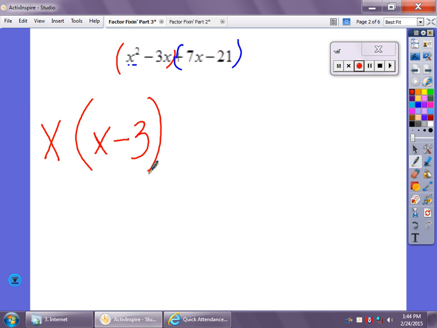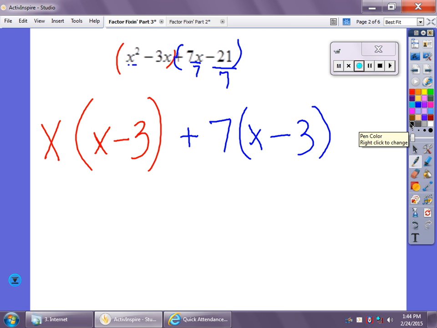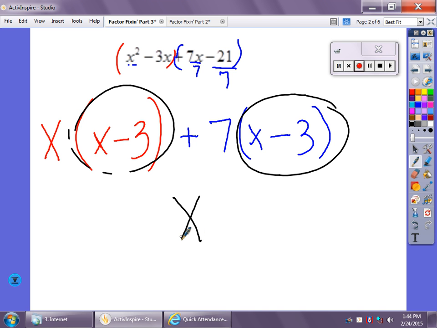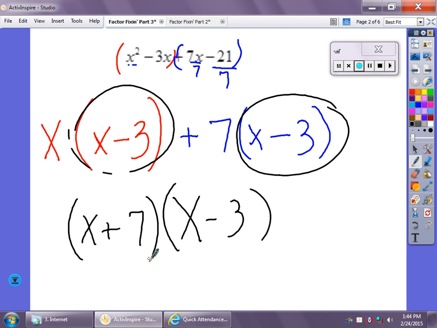Over here, I look at the 7x and the negative 21. And what do they both have in common? A 7. So I'm going to take a 7 away from both of them. 7x divided by 7 is x, and negative 21 divided by 7 is a negative 3. Take a moment and look. What do you notice? I notice that they both have this x minus 3, so I'm going to write that one time, and then I'm going to put together what's different, the x plus 7. So that is my factored answer.